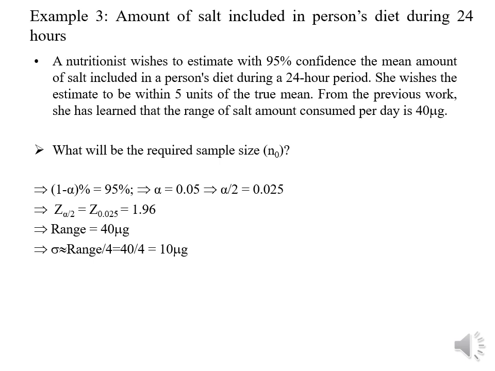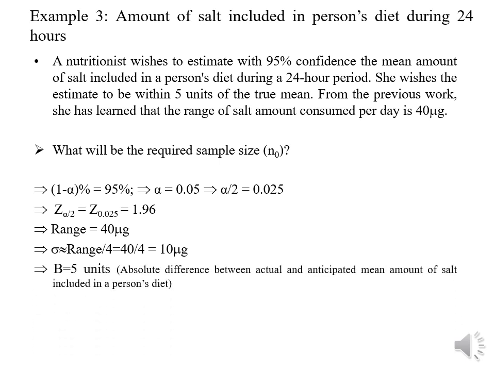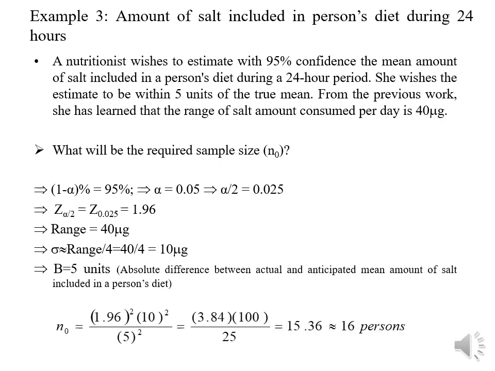So let's go on. Alpha by 2 is 0.025, the same as we derived earlier. Similarly, for z alpha, the range is 40 micrograms, and when we divide the range by 4, we get 10 as the population standard deviation, approximately 10 micrograms. And d is 5 units, the absolute difference between the actual and anticipated mean amount of salt in a person's diet. And then when we put it in the formula, we get a sample size of 16.